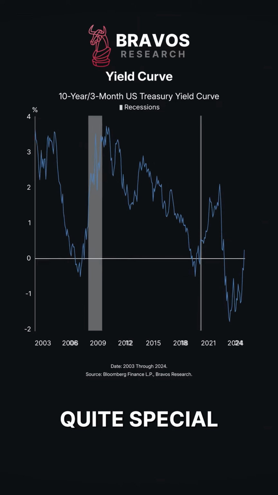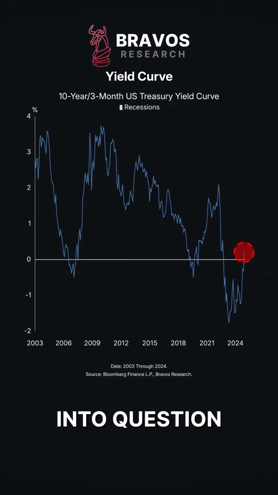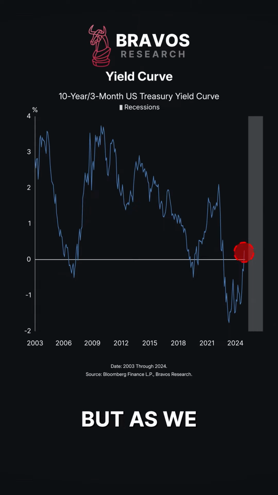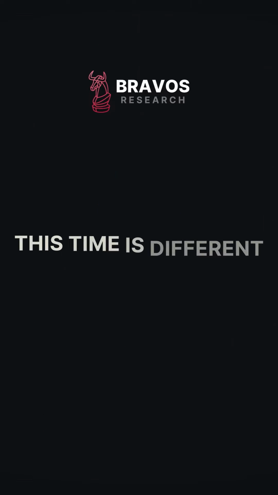Now, there is something quite special about today's uninversion that makes it very different to the others, and could bring into question how efficient it is at being a recession signal this time around. But as we know, the most dangerous words in investing are "this time is different."